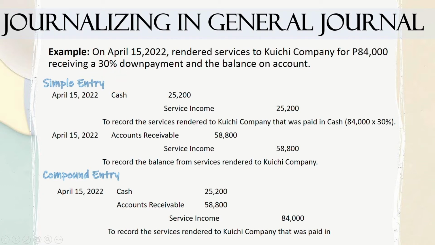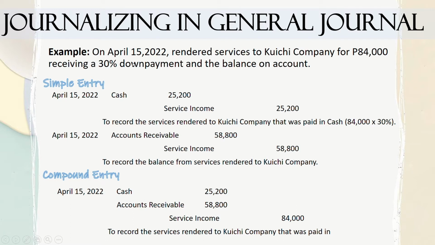So it simply means that 30% of the 84,000 was given to you as cash, and the remaining balance is on account. So first, to record the cash that was paid to you by the client, if simple entry is used, you should input the date and then debit cash because you received cash and that is an increase in your cash account.